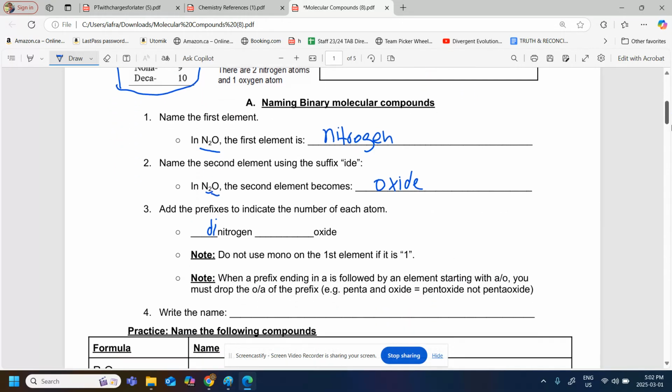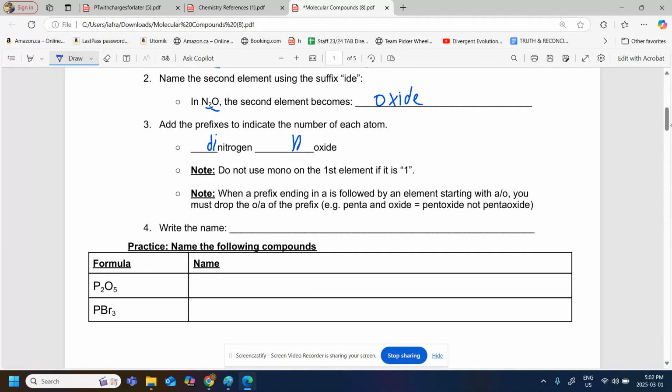Now you wouldn't write monooxide, you'd write monoxide. Because there are two vowels, you would drop the vowel in the prefix. For example, if you had pentaoxide, you would say pentoxide. The only time you don't drop the vowel is if it's an I, like iodide. Everything else you would drop. So our final name here is dinitrogen monoxide. That means you have 2 nitrogens and 1 oxygen.